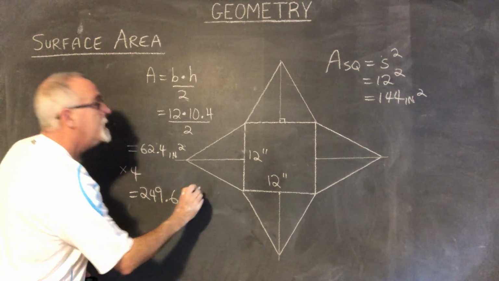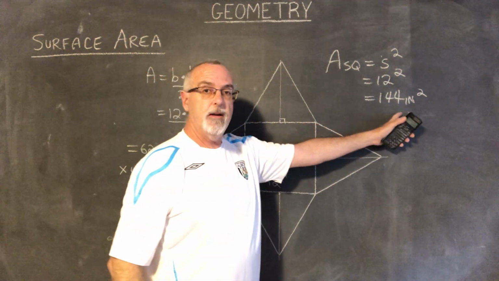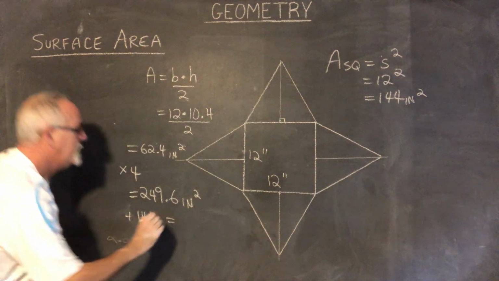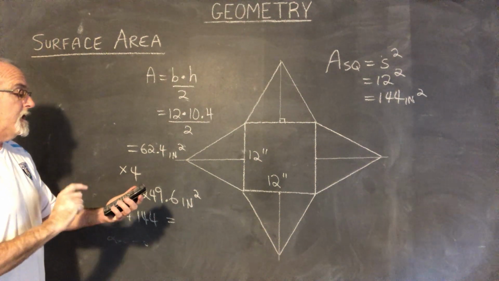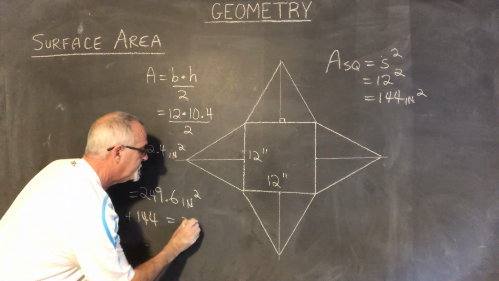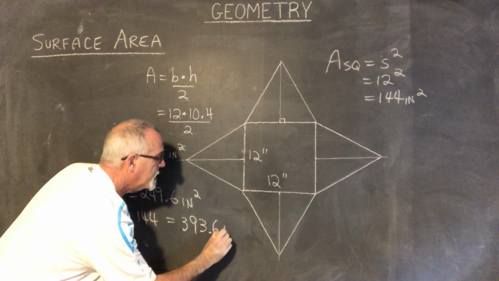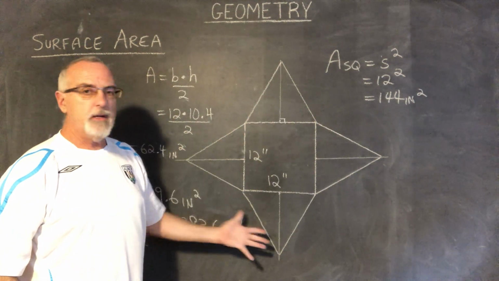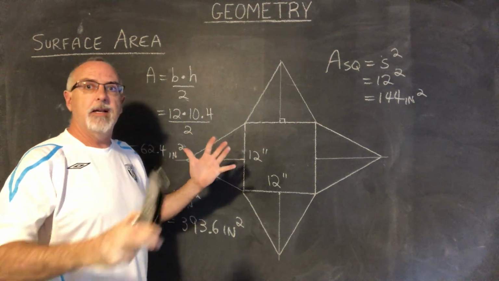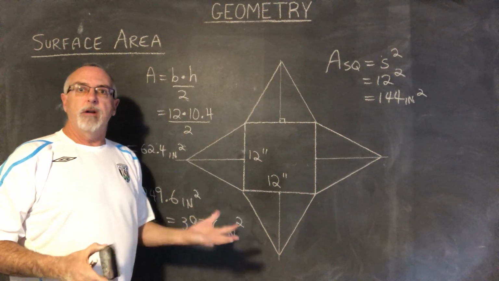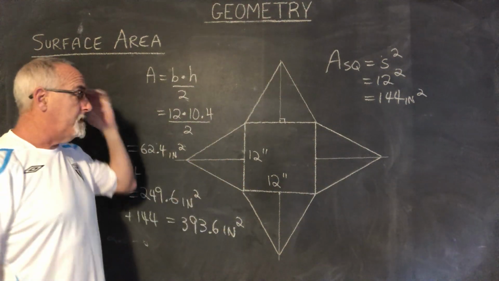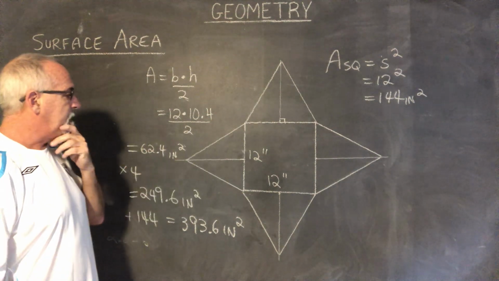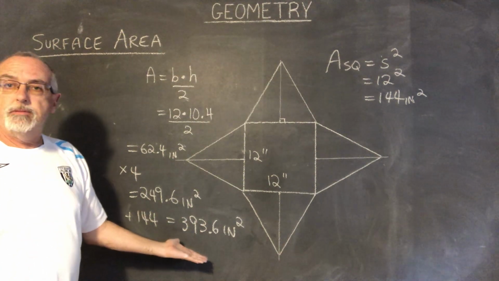249.6 square inches. But I need to add the area of the square at the bottom, plus 144, which gives 393.6 square inches. So we were able to piece together the areas of the two-dimensional shapes which come together in our net to form the three-dimensional object, which this time is a square-based pyramid that happens to have equilateral triangles as the other 4 faces. And we have calculated the area.